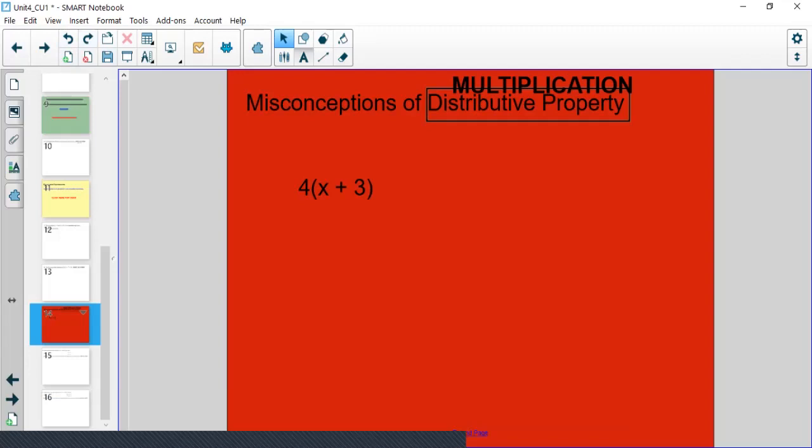However, one common misconception that I see is that students tend to multiply the 4 times the x. They're like, okay, that's 4x and plus 3. This is what I see.